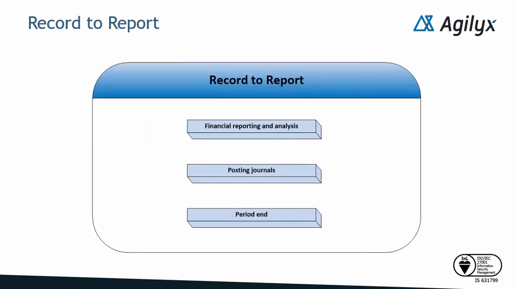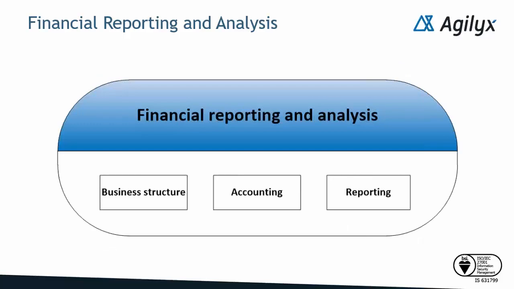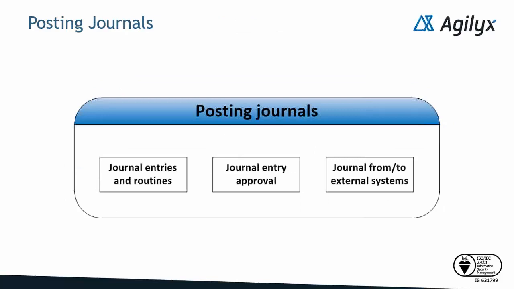So these are the business processes that we always see in record to report: financial reporting and analysis, posting journals, and period end. Record to report is essentially the whole business structure of the financials. How you're going to post something, what the hierarchy is, what the accounting structure is. That's what it is all about. As I said, business structure, accounting, and reporting. And then obviously posting journals.